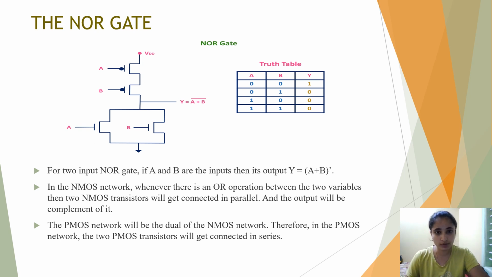So this is the truth table for the NOR gate. When the input is 0 0, the output is 1. When the input is 0 1, the output is 0, and when the input is 1 0, the output is 0, and when the input is 1 1, the output is 0.